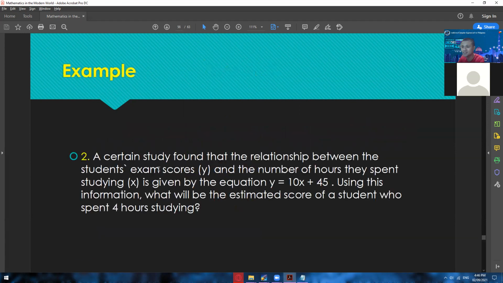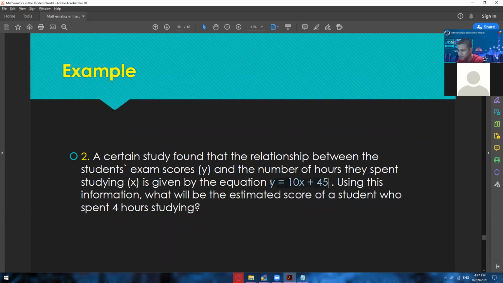Okay. So another example is a certain study found that a relationship between the students' exam scores, which is the y, and the number of hours they spend studying, x, is given by the equation y is equal to 10x plus 45. So using this information, what will be the estimated score of a student who spent 4 hours studying?